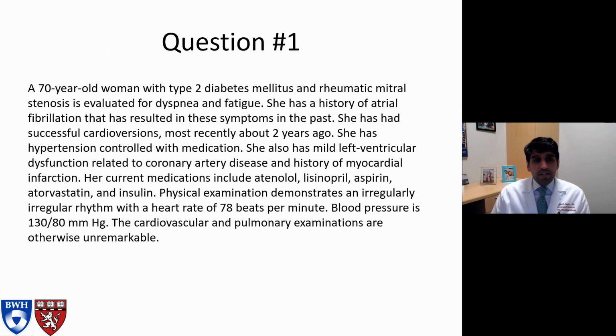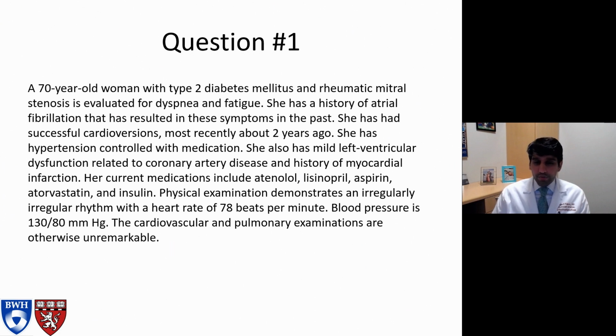This one is pertaining to a 70-year-old woman with diabetes and rheumatic mitral stenosis who's coming in with dyspnea and fatigue. She has atrial fibrillation and has had that in the past as well. She has hypertension. She has mild left ventricular dysfunction related to coronary artery disease and a prior MI. Her medications include atenolol, lisinopril, aspirin, atorvastatin, and insulin.